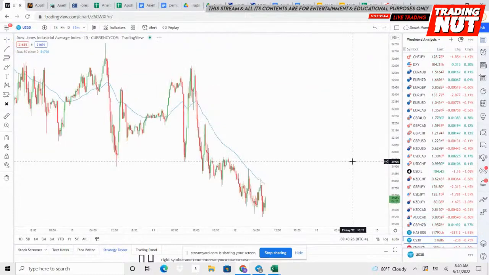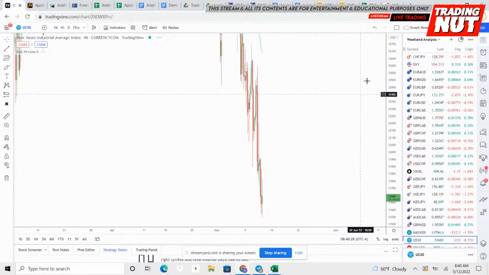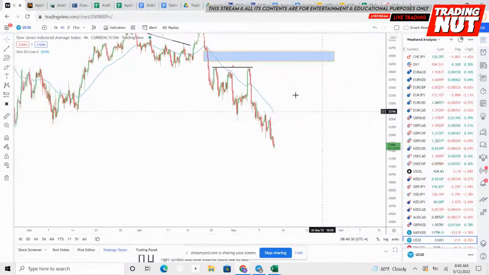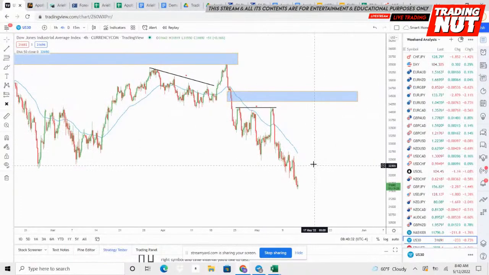I guess I can go over US 30. I know a lot of people like US 30. I don't really trade this, but I just have to go over it. It's a really beautiful setup. But again, this probably won't be valid for a little while, just because we have to wait for this huge pullback before we can get in.